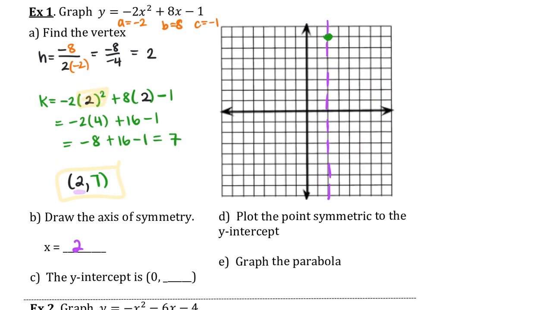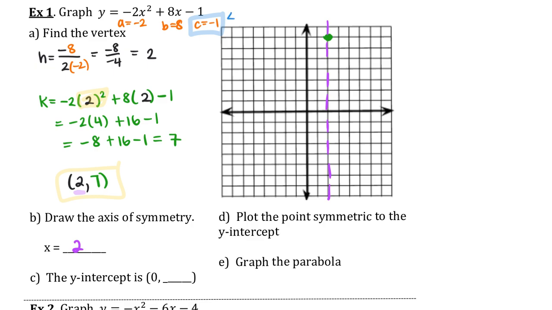Okay, the y-intercept. The y-intercept is the c value. A y-intercept is always going to be 0 comma something. So if I go back to the original function, the c value is negative 1, so that's going to be the y-intercept. So 0 comma negative 1 is the y-intercept. On the y-axis, 0, down 1. Okay, I'm going to go ahead and graph the symmetric point to the y-intercept. The graph is symmetric across this axis of symmetry. So from the symmetry line, the y-intercept is 2 to the left. So from the symmetric line, there's a symmetric point 2 to the right.